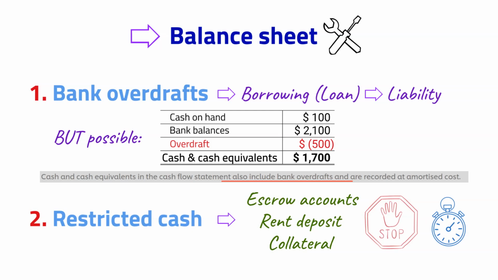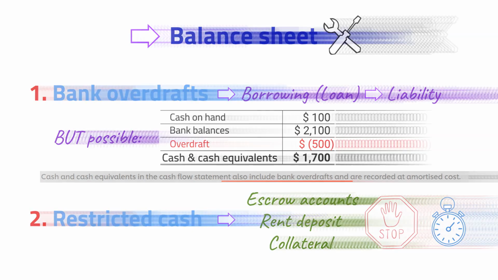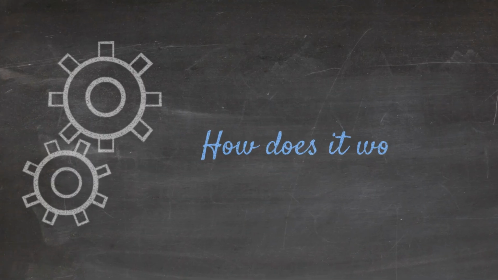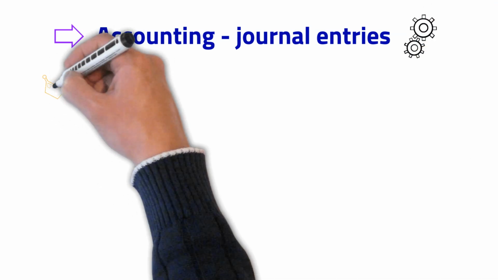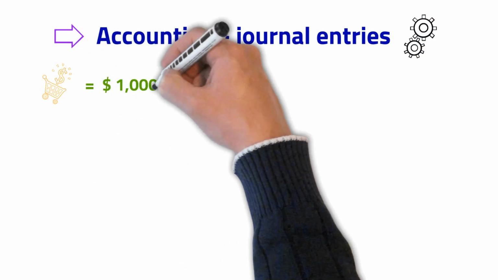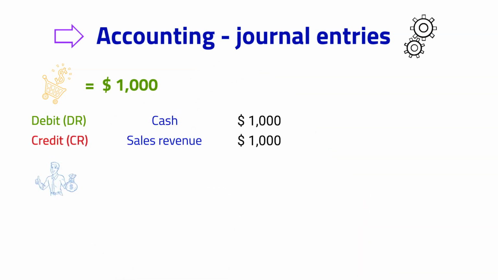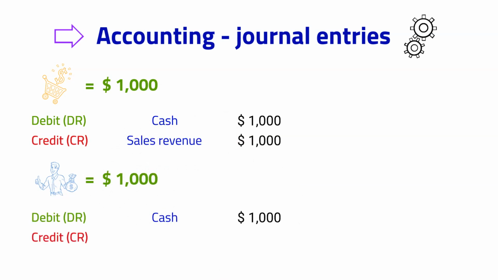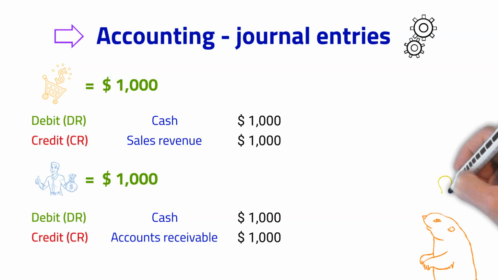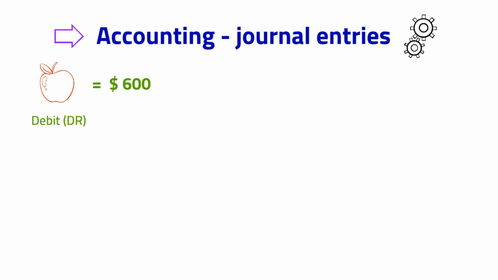It is not part of the free cash you can spend tomorrow. And now let us briefly connect the cash entries you already know from other lessons. We start with cash sale. The journal entry is typically debit cash 1000, credit sales revenue 1000. When we collect trade receivables, we record debit cash 1000, credit accounts receivable 1000. When we pay our supplier, we record the following: debit accounts payable 600, credit cash 600.